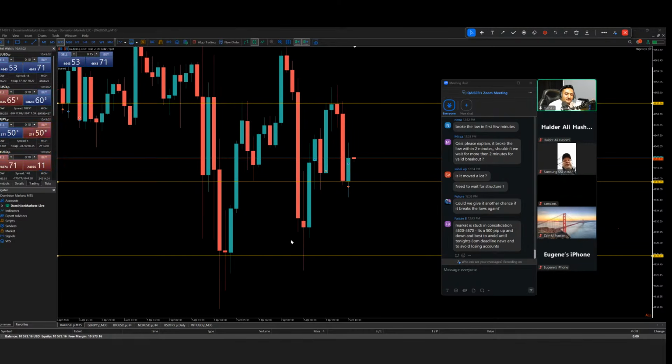Market is stuck in consolidation, 46.20, 46.70. It's a 500 pip up and down, best to avoid until tonight's 8 p.m. deadline news and to avoid losing accounts. You know what? I don't think so. He's been giving the deadline for a long time. Every day when the deadline ends, he just gives another 48 hours. So I don't think this deadline is going to end there. Yes.